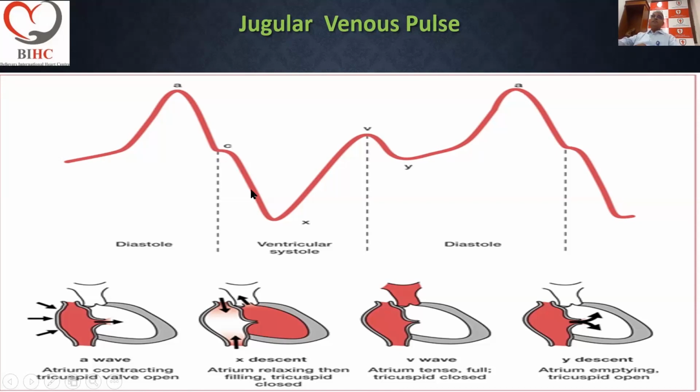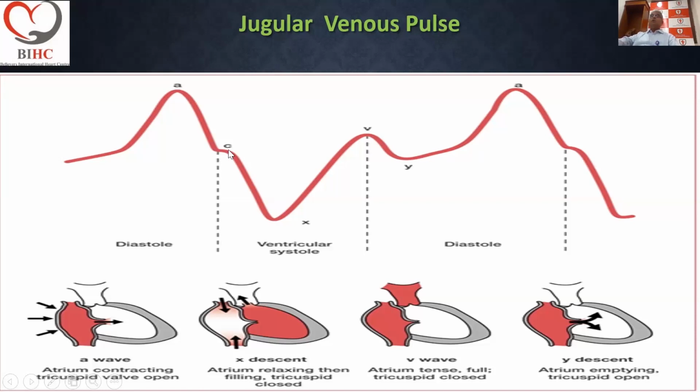Now, following the C wave, you get a descent, which is called the X descent. That X descent is because the tricuspid valve is descending, and the atrium is then relaxing. It is no longer contracting. The tricuspid valve is descending, and the X descent is happening.